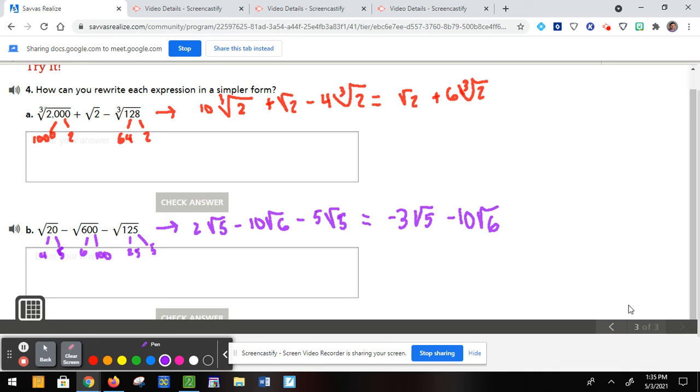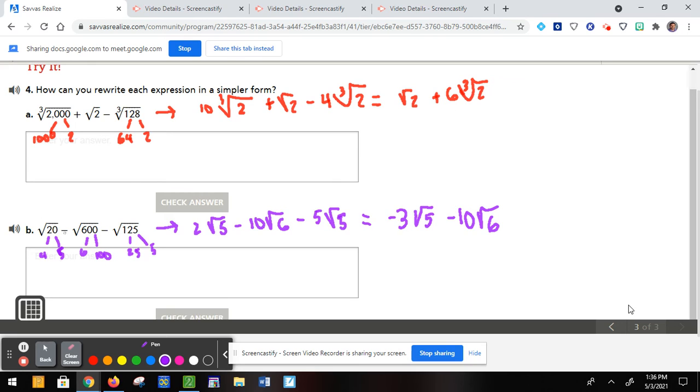So for 2,000, I broke it into 1,000 times 2 because 1,000 is a cube number. And when you take the cube root of 1,000, you get 10. That's where that 10 comes from. That 2 has to stay. Square root of 2 is already simplified, so we're just going to leave it as it is. 128 can break into 64 and 2, and 64 is 4 cubed. So that's where this 4 comes from, and then that 2 stays under. When you add and subtract these together, 10 cube root of 2 minus 4 cube root of 2 is 6 cube root of 2. Then you also have a square root of 2, which you can't combine, so it's going to be square root of 2 plus 6 cube root of 2.